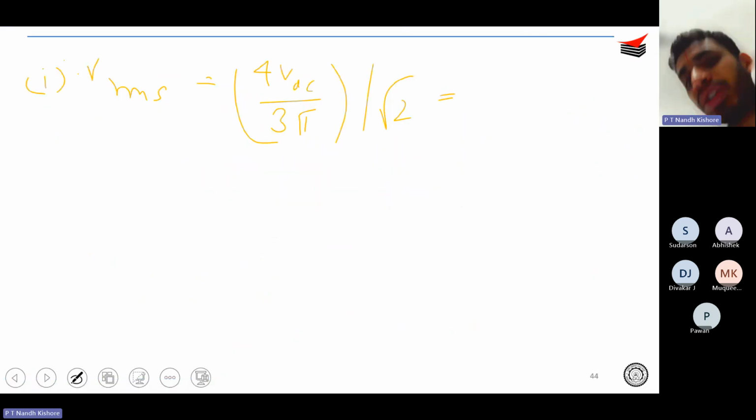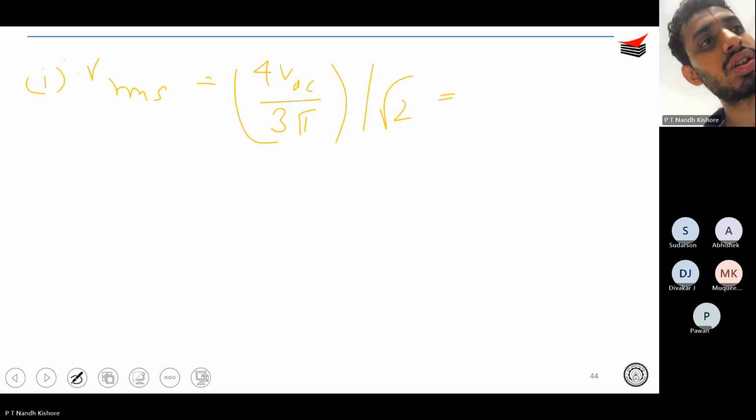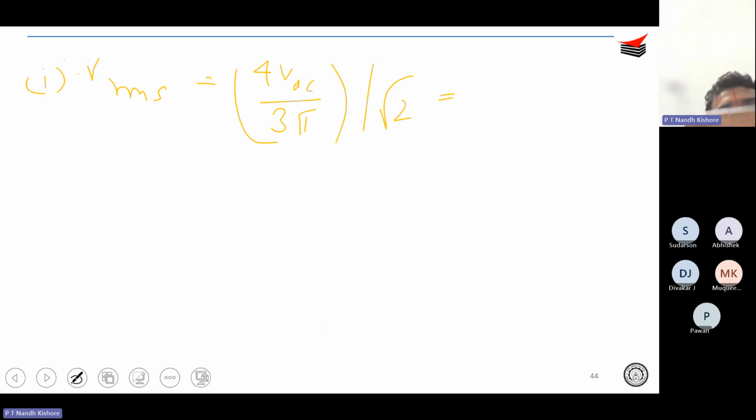So your VDC is 230 volt. How much do you get? You should be getting around 69 volts, correct? So this is your RMS at the third harmonic. Okay. So now what will be the current?